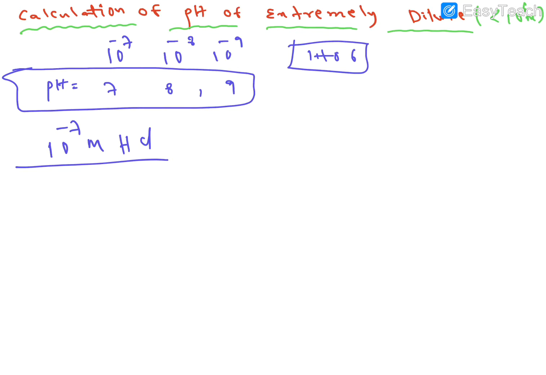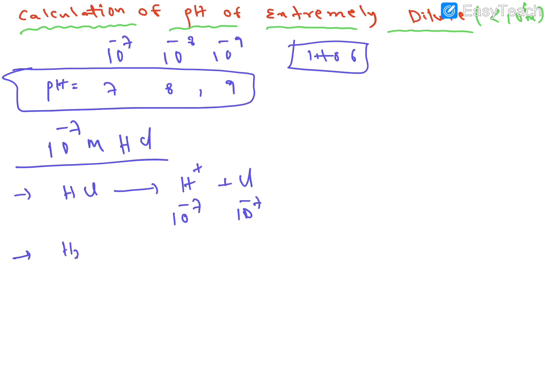So here we know that HCl is dissociated into H plus and Cl minus, and this H plus concentration is 10 to the power of minus 7. And so we are taking a very dilute solution, where the H plus concentration is very low, and we must take the H plus concentration from water also.